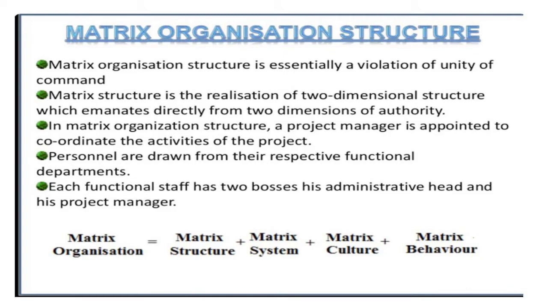So one subordinate is having two masters. One is vertical, another one is horizontal. To whom he has to answer, to whom he has to obey, is a confusion. Personnel are drawn from their respective functional departments. Each functional staff has two bosses, his administrative head as well as his project manager.